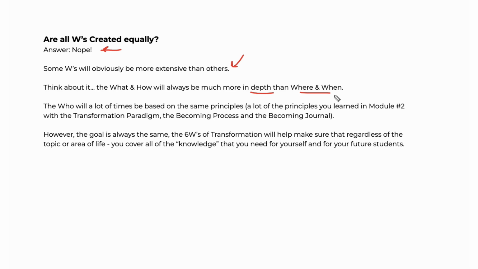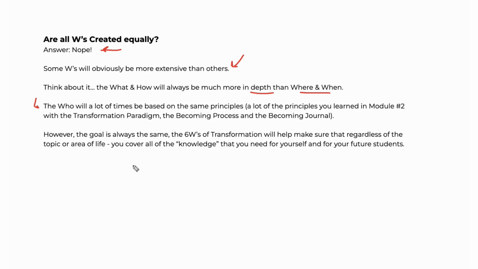And a lot of times the who question will be based on the same principles, many of which you learned in module number 2 when we talked about the transformation paradigm, the becoming process, and the becoming journal. Those are the foundations and principles that make up the question of who. When we talk about false beliefs, limiting beliefs, identity statements, and becoming, all of that is within the bucket of who, okay?